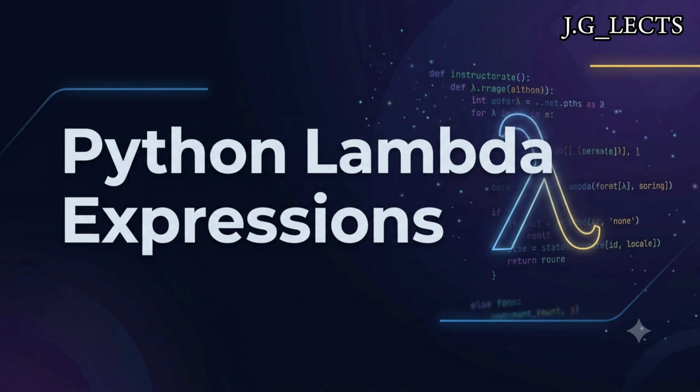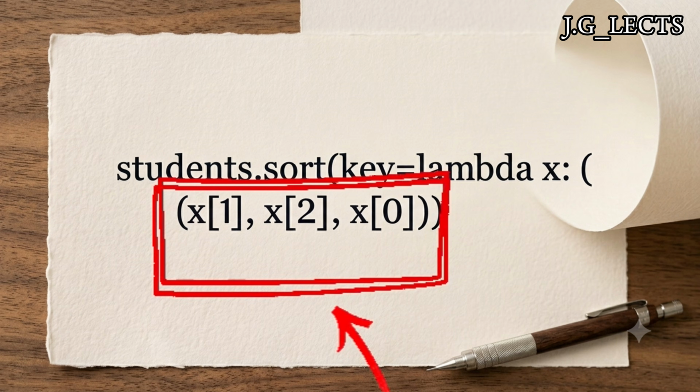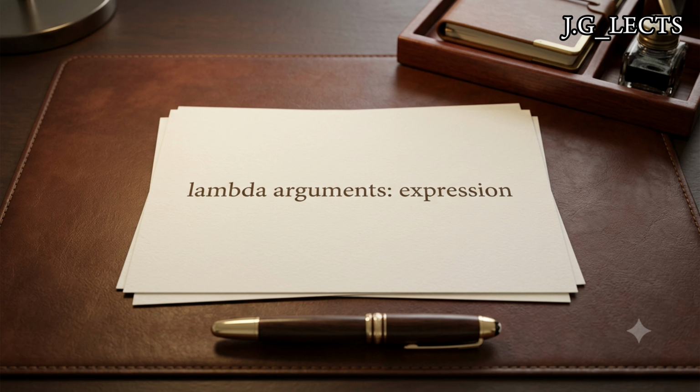Let's summarize. A Lambda expression is simply a quick one-line function. It doesn't perform the sorting itself. Instead, it tells Python which value or combination of values should be used as the sorting key. That's why Lambda expressions are one of the most commonly used features with both sort and sorted.